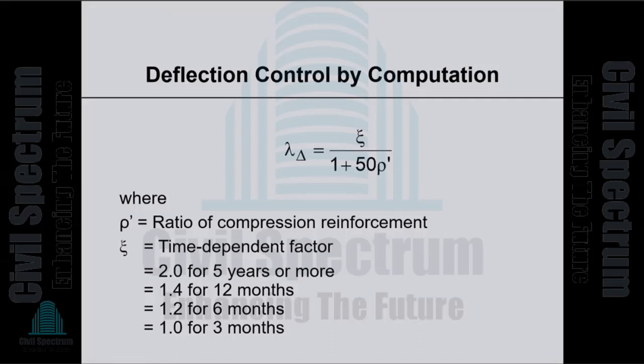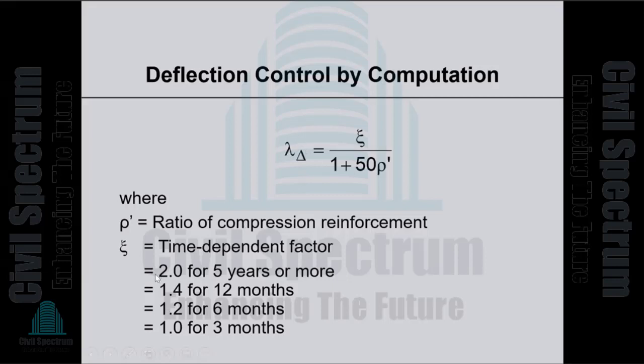If you don't have any compression reinforcement in your beam, and you want the time-dependent increase in deflection, let me make sure that I said one thing right. So lambda sub delta, I said it wrong, now I realize. Lambda sub delta gives you the total deflection at the end of so many years. So we are saying that after 5 years, the total deflection will be twice the immediate deflection, so that long-term increase will be one times the short-term deflection. That's what this multiplier is.